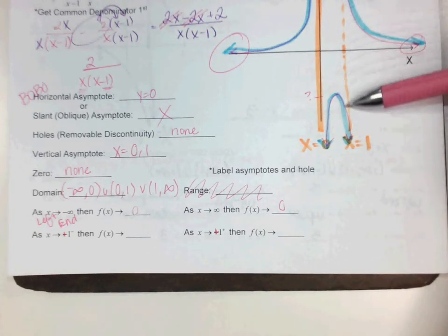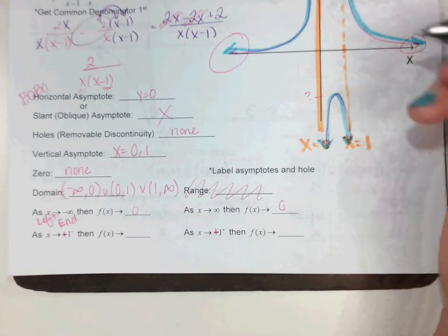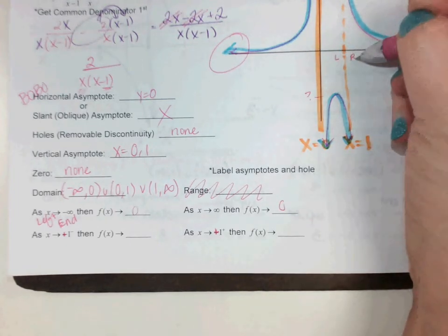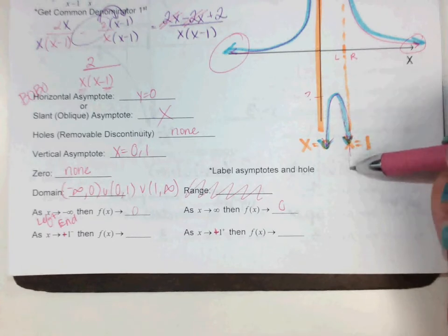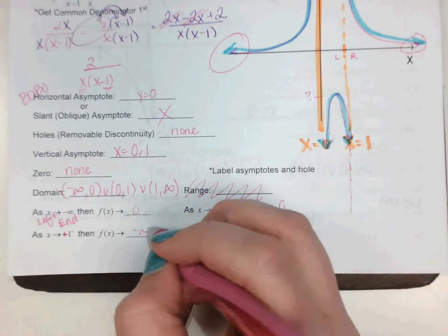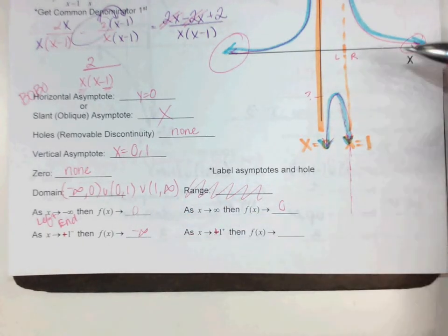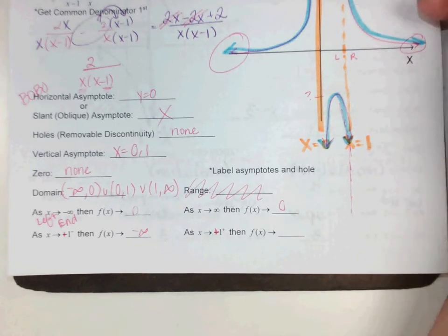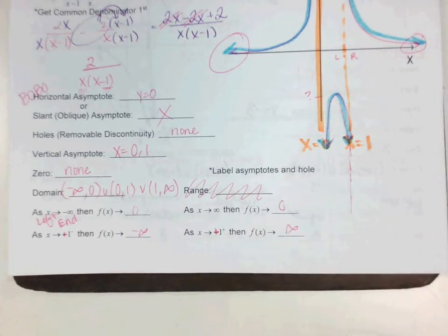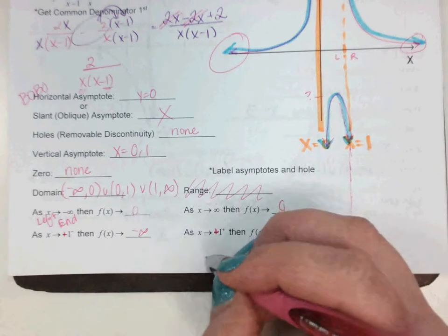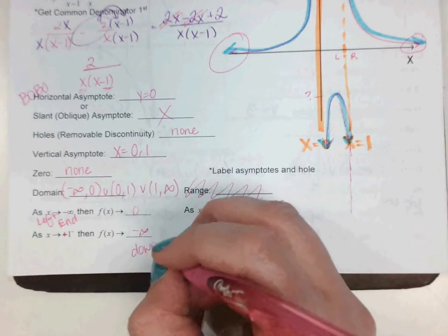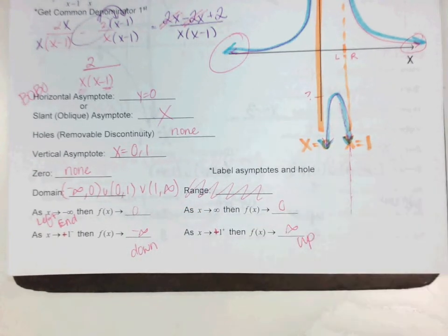Which way is the left side pointed? Hint, left, right. Where's the left side pointed? Down, negative infinity. Where's the right side pointed? Up, so infinity. So the left side is going down towards the line. The right side is going up towards the line. So remember, at an asymptote, that's what you're checking. Okay?